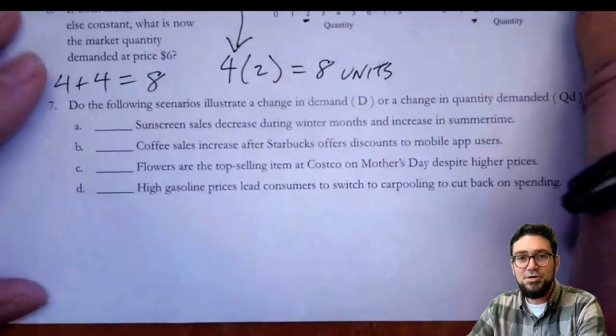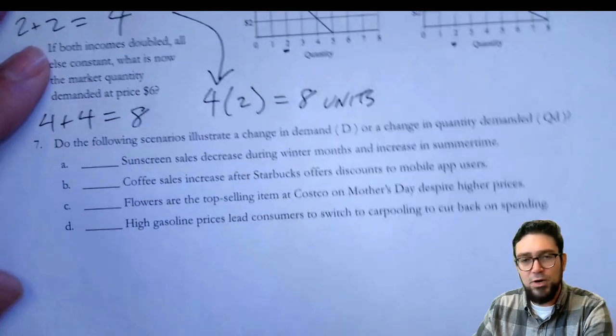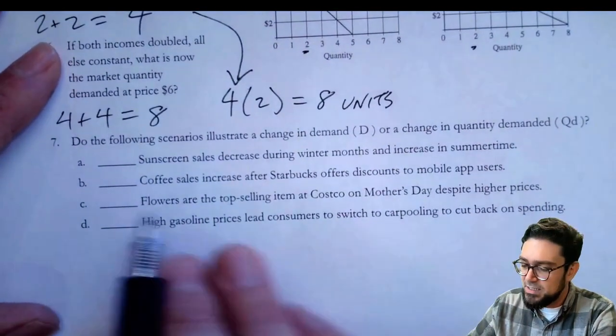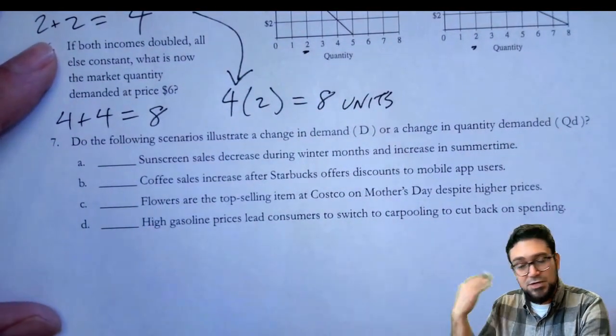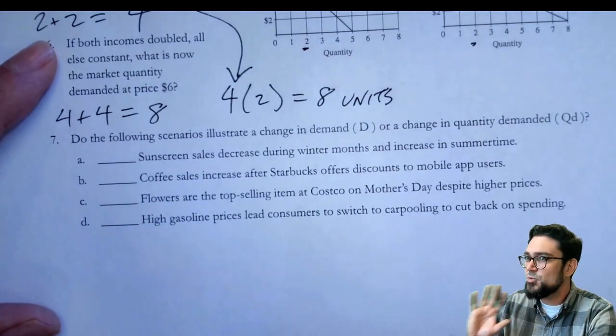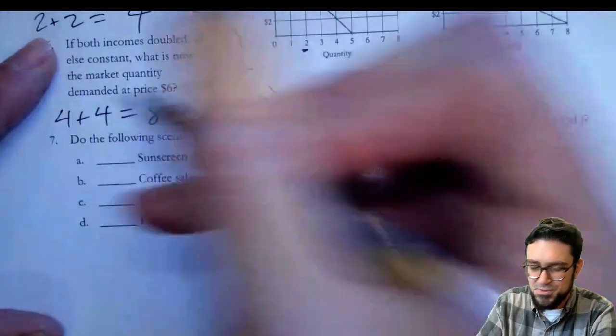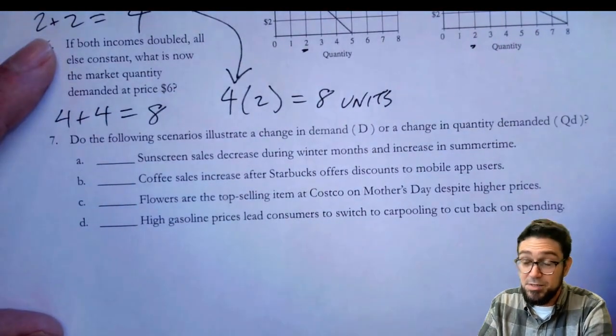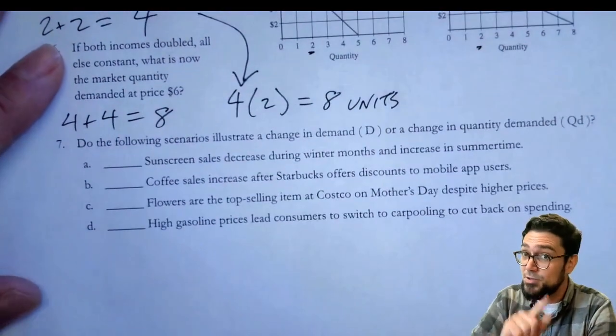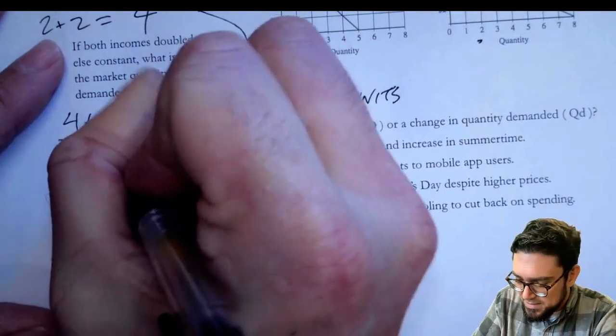Now the last part on here is another little bit of quick practice between demand and quantity demanded. Lots of tricky parts with it. Sunscreen sales decrease during winter and increase in summertime. Think about it. Is that a taste and preferences shifter, or is it just the price of the good? Well, taste and preferences, right? People don't need as much in winter. They probably do, actually. Sunscreen is valuable even in the winter times. But anyway, I digress. Demand.